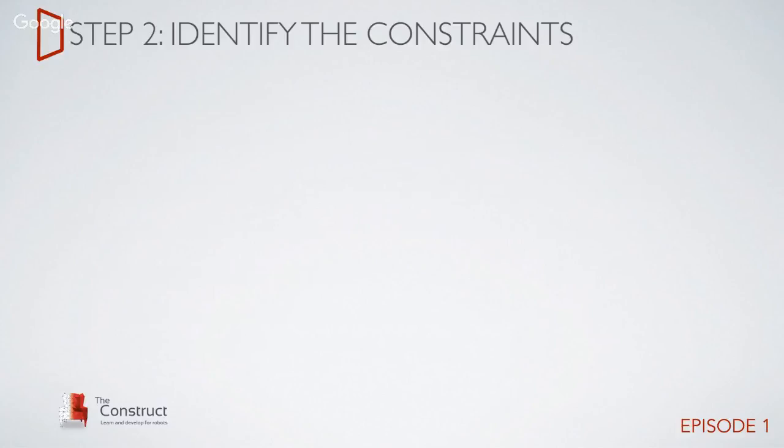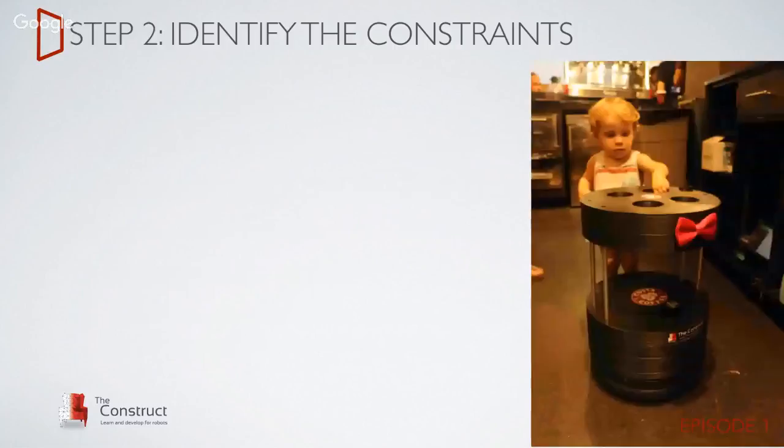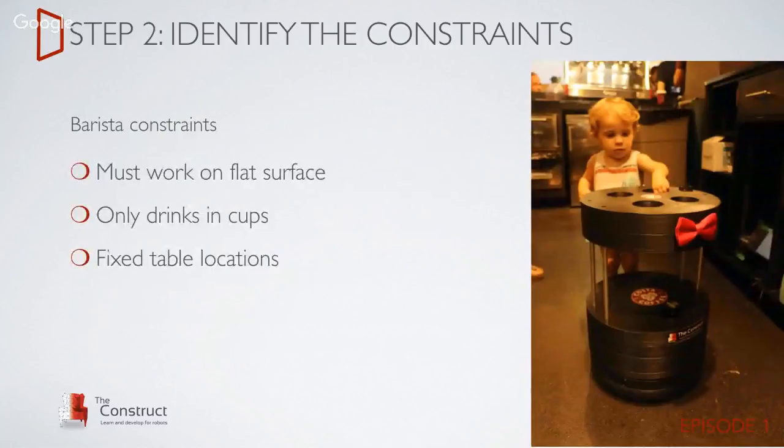So let's see, for example, in the case of the barista robot, the constraints that we have are the following. First, the robot must work on a flat surface. So it cannot work in a place where there are stairs. So if the coffee shop has different stages, we are not working for that. Or if the floor is not flat, if it has some uneven terrain, then it's not going to work.